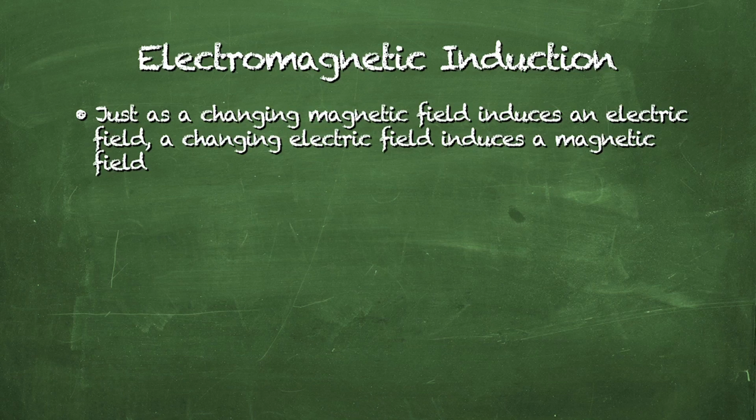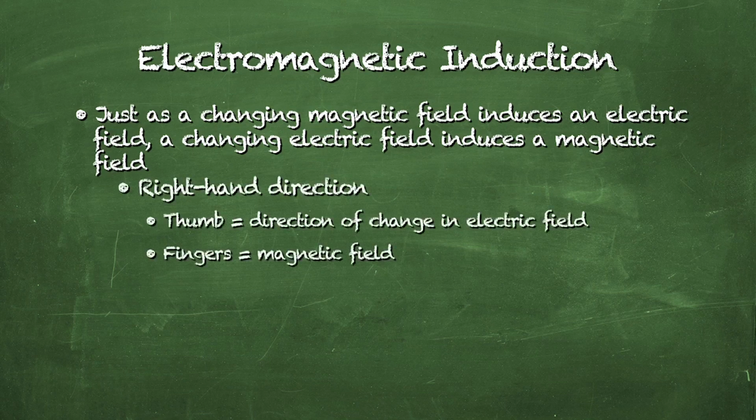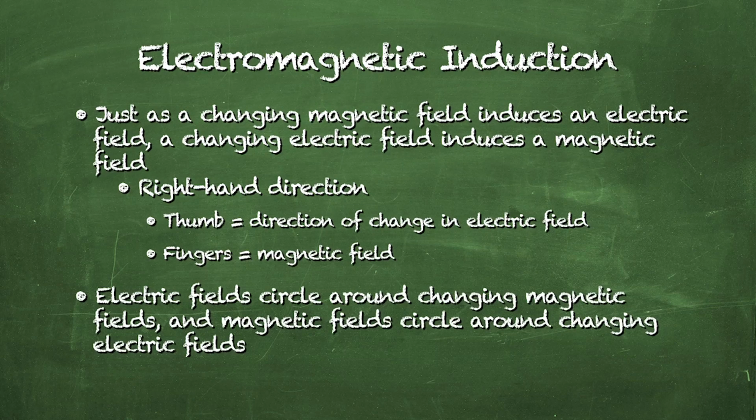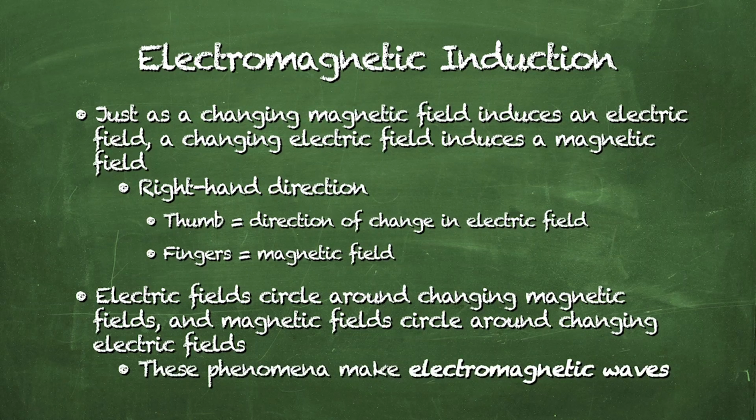And this also follows a right-hand rule. If you point your thumb in the direction of the change in the electric field, then your fingers show the direction of the magnetic field. So in other words, a changing electric field behaves like a current as far as producing magnetic fields. So electric fields circle around changing magnetic fields, and magnetic fields circle around changing electric fields. And these two phenomena together give us electromagnetic waves.